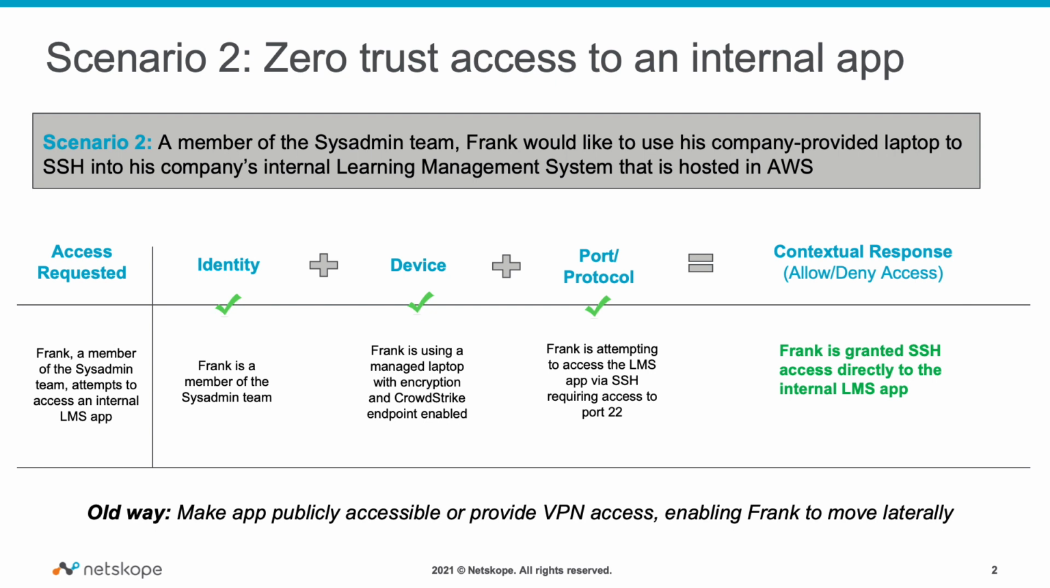In this case, we will verify the identity of Frank and that he is indeed a sysadmin. We will also ensure Frank passes the same device posture checks as Bob in marketing. Now, once the trust criteria has been met, we will restrict access to Frank to SSH only.